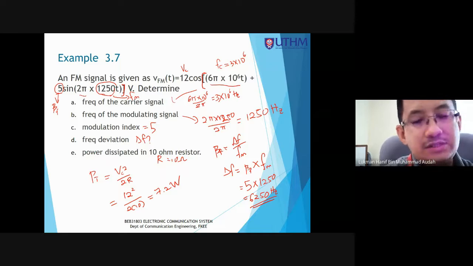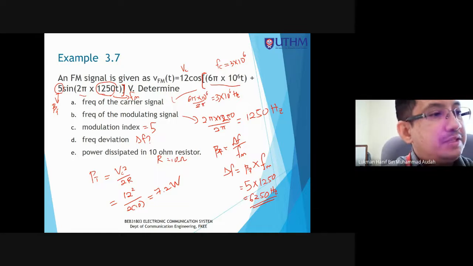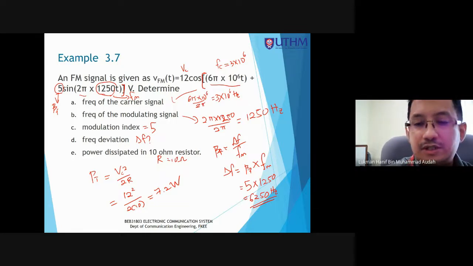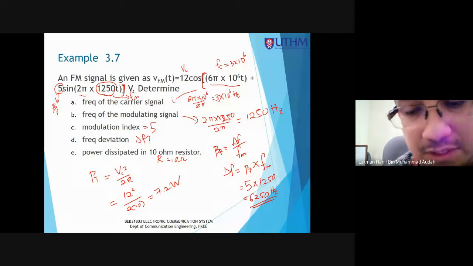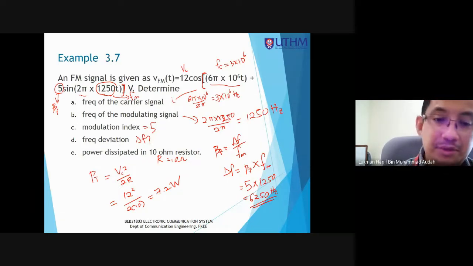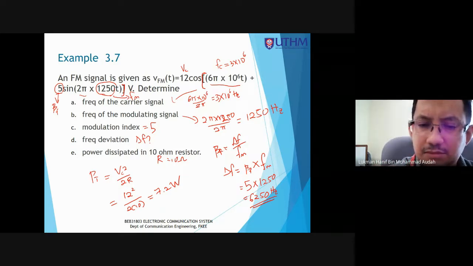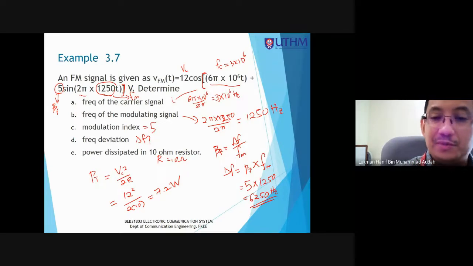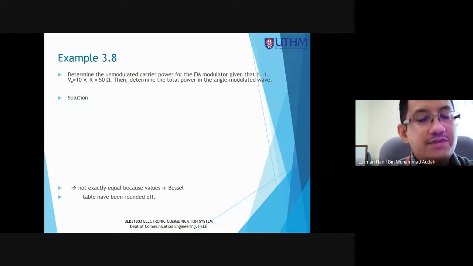Any questions you want to ask regarding this example? If you want to ask, please ask. Otherwise, I will move to the next slide. If you don't understand, please ask. I would also suggest you help me calculate using your calculator, because sometimes I make mistakes in calculation, and usually the students tell me. If you don't have questions, I move to the next example, example 3.8.